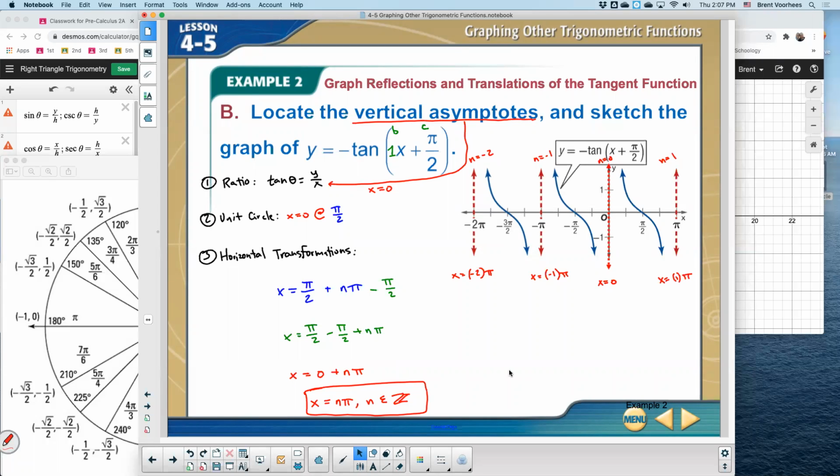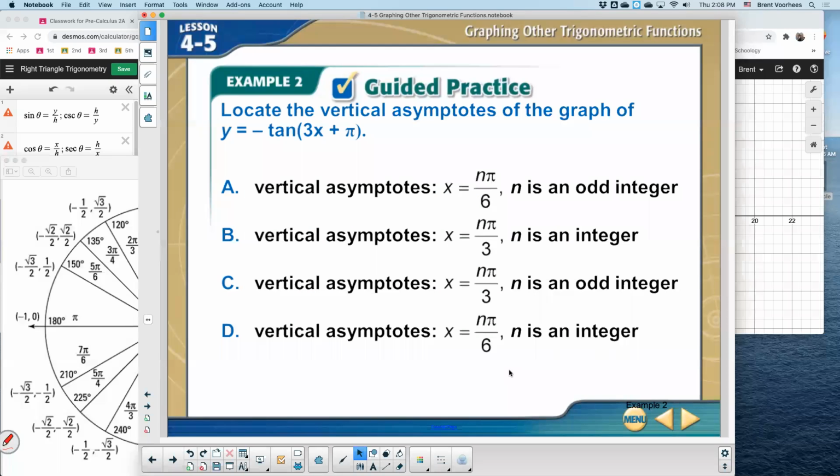There we go. Okay, after all that, it's time to see if you can do some algebra. You can obviously type this in the calculator and look at the graph, but I want you to come up and try to solve this problem now.